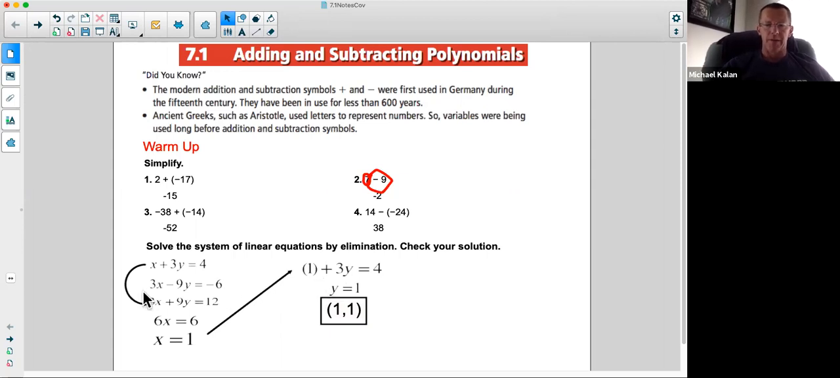And then check it. Let's plug into the other original equation here. 3 times 1 is 3. Negative 9 times 1 is negative 9. 3 and negative 9, does that equal negative 6? Yes, it does. Check, check.